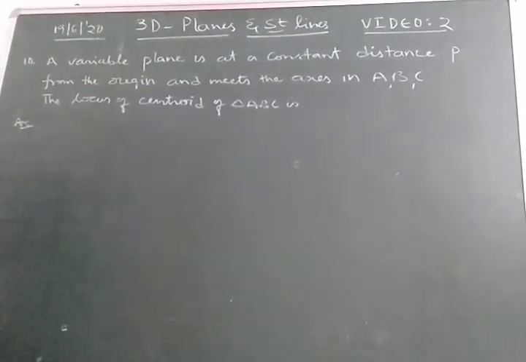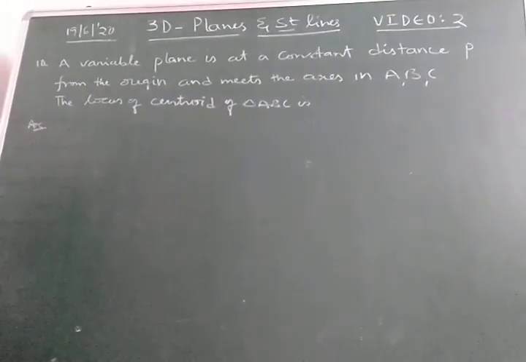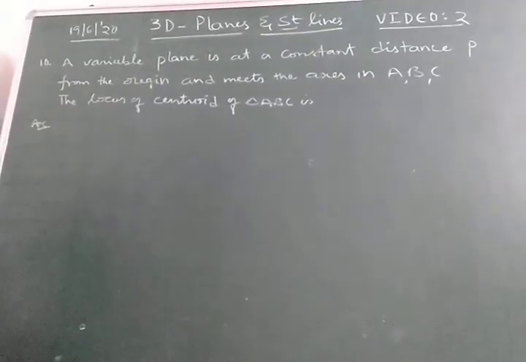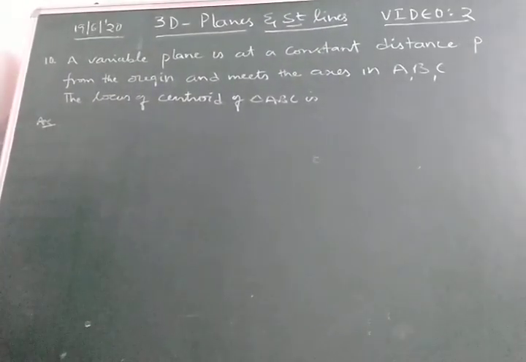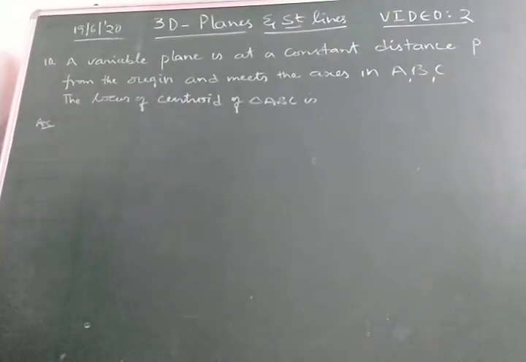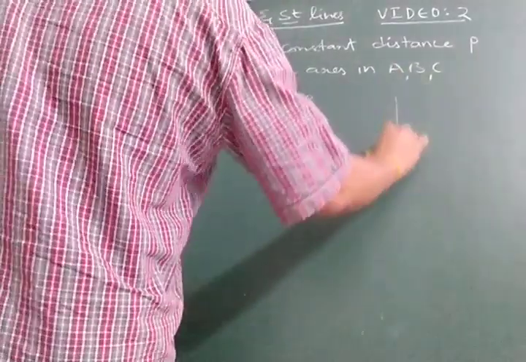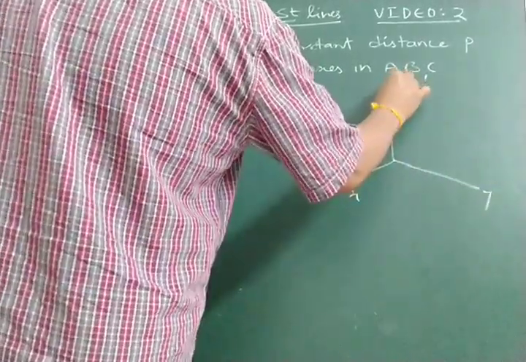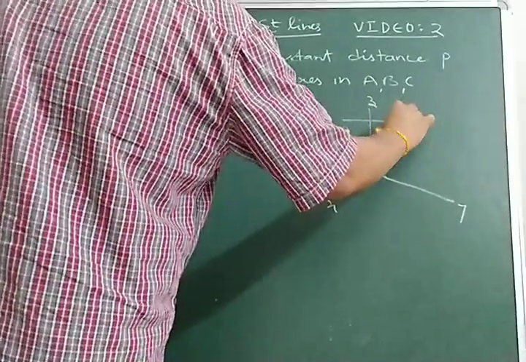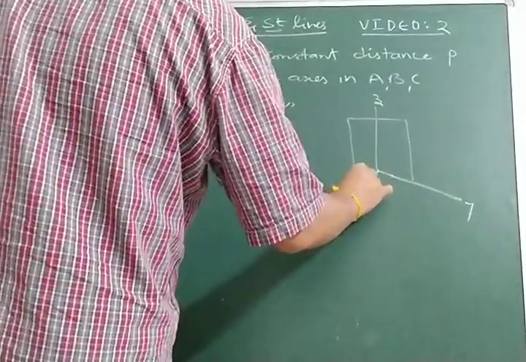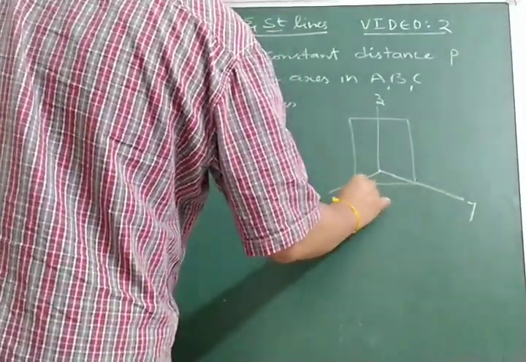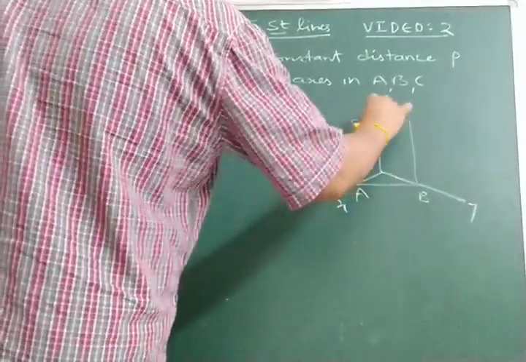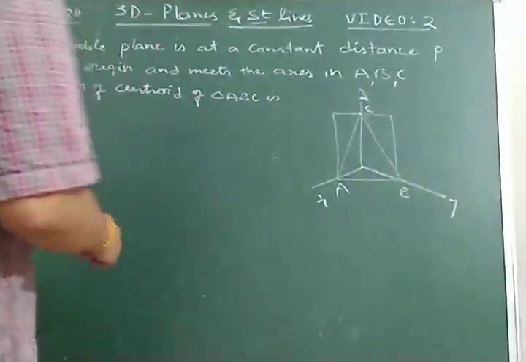A plane is at a constant distance p from the origin and meets the axes in A, B, C. The locus of the centroid of triangle ABC is. Here also we are taking a diagram like this. This is the x-axis, y-axis and z-axis. If a plane cuts the coordinate axes at A, B and C, this is the triangle ABC.